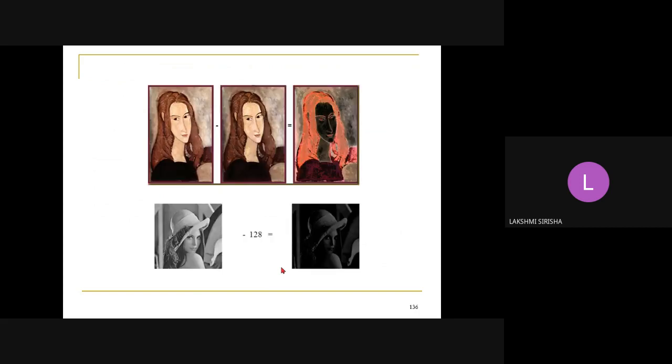So this is the example for subtraction. First one is one image, second one is another image. Then subtract these two, we get this type of image. Another example is subtracting 128 from an image. That means 128 is subtracted from each pixel in the given image. First pixel, second pixel, third pixel. Likewise, every pixel in the image minus 128. We get this type of image.